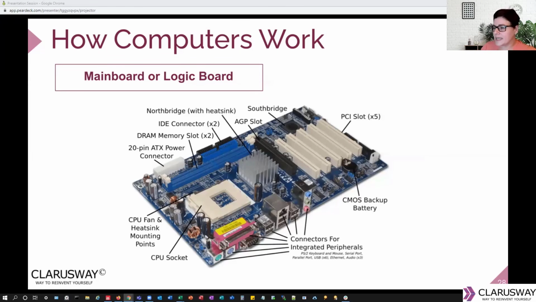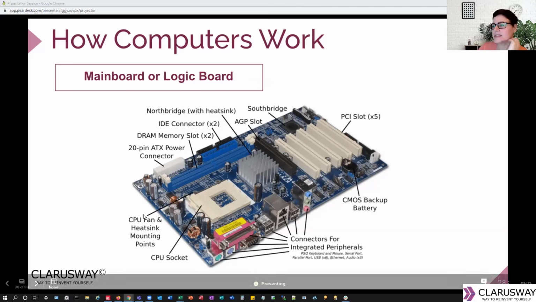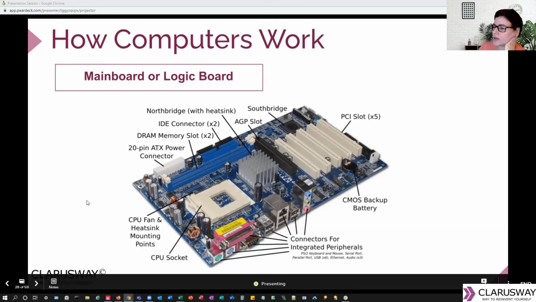Now this is the main board, logic board. You can also hear it referred to as motherboard. Different components to the main board. Obviously, you're going to need a place for your CPU. You can see the CPU is stored in this area that looks like it has a square in the middle.